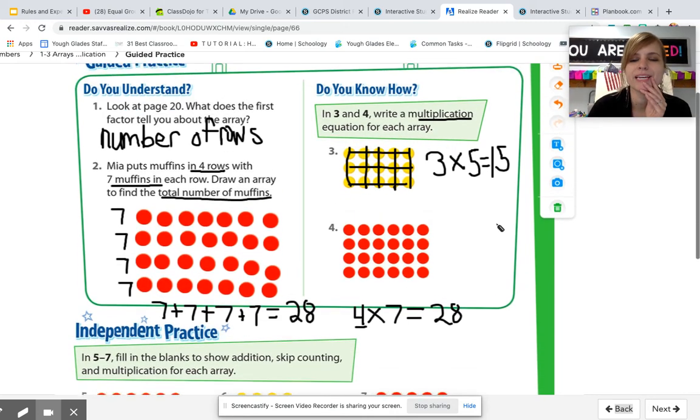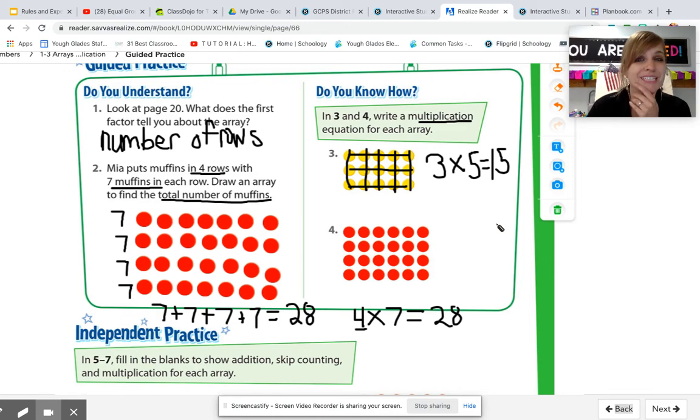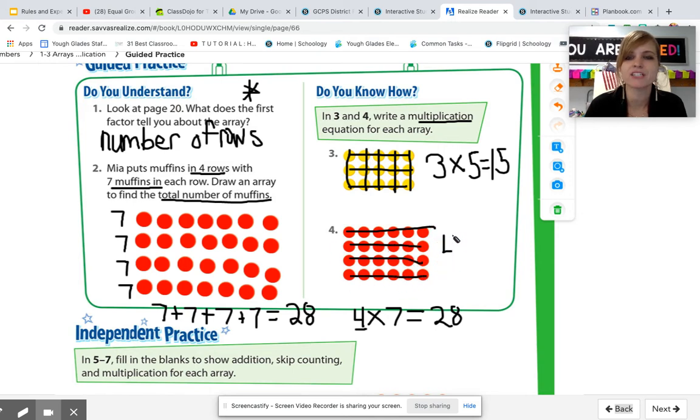Let's do number 4 together. What's the first thing I do? When I'm looking at an array, I need to identify my rows. That's my first factor. That's why they asked that question up here. What's the first factor tell you? The first factor tells us the number of groups we have, the number of rows we have. Let's count my rows. 1, 2, 3, 4 rows. That's my first factor.